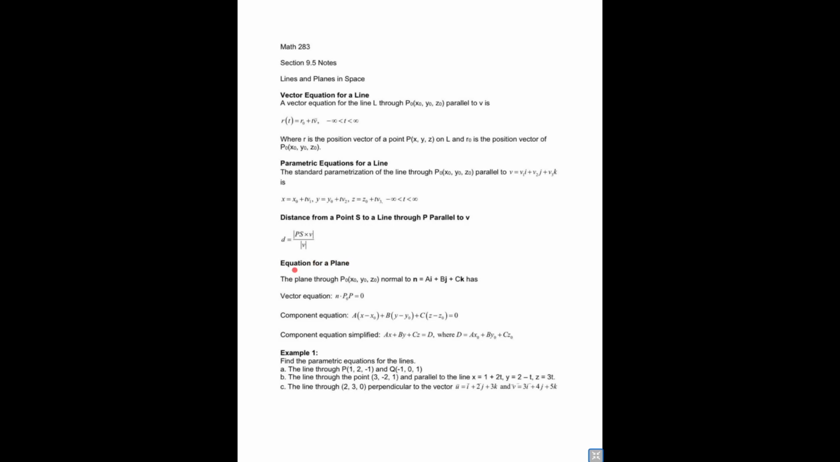All right, so next we have the equation of a plane. It says the plane through the point p sub 0, defined as x sub 0, y sub 0, z sub 0, normal to a normal vector n equal to a in the i direction plus b in the j direction plus c in the k direction, has a vector equation of n dotted with p sub 0 p equal to 0.